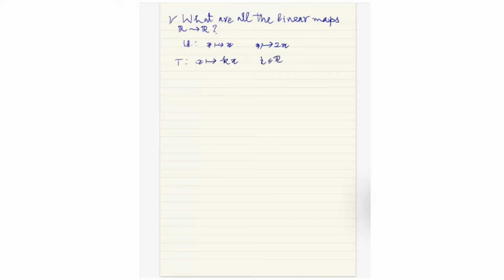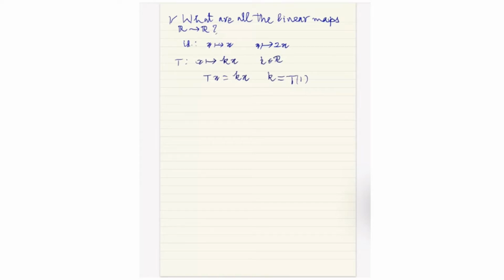T of x is equal to kx, right? So what is k in terms of t? K is equal to t of what? For what value of x do you get k on the right hand side? X equal to 1. K is equal to t of 1, right? The real number 1 is mapped to k by this t, isn't it? So you know what the constant is in terms of t.